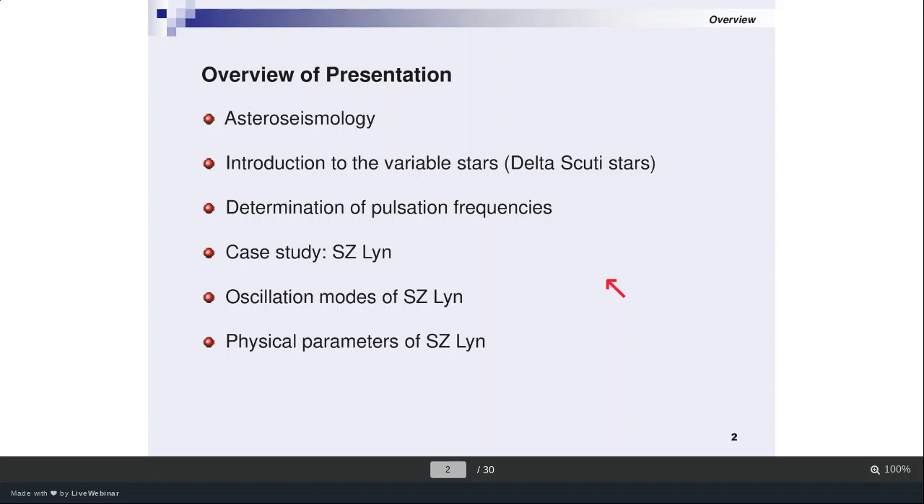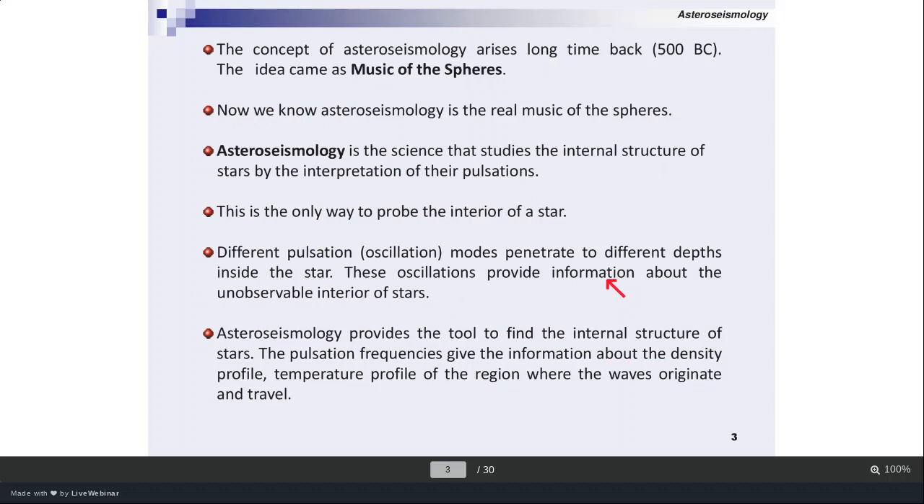So let me go to the next slide. If we want to get a brief idea about what asteroseismology is, the concept of asteroseismology is from a long time back. Actually, it's quite new for astronomy, and it is the idea of listening to the stars rather than looking at the stars. So we can say that it is listening to the stars.